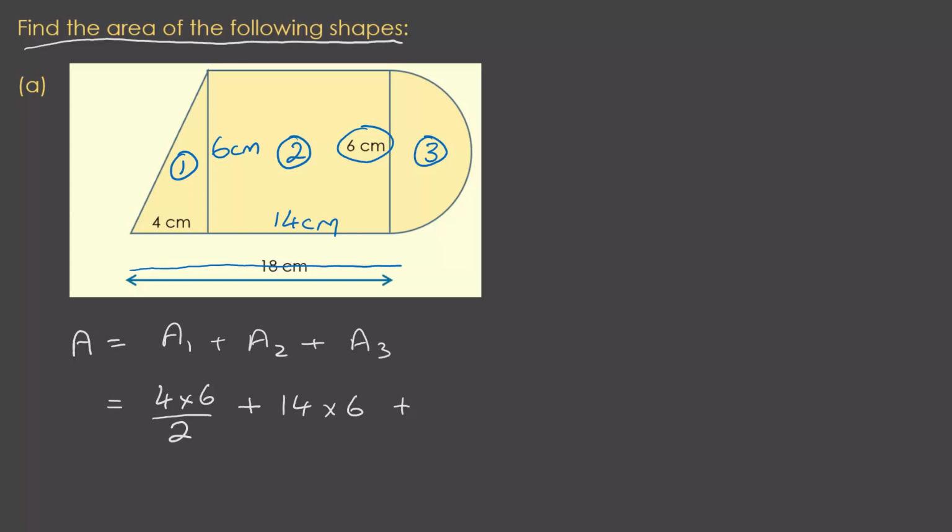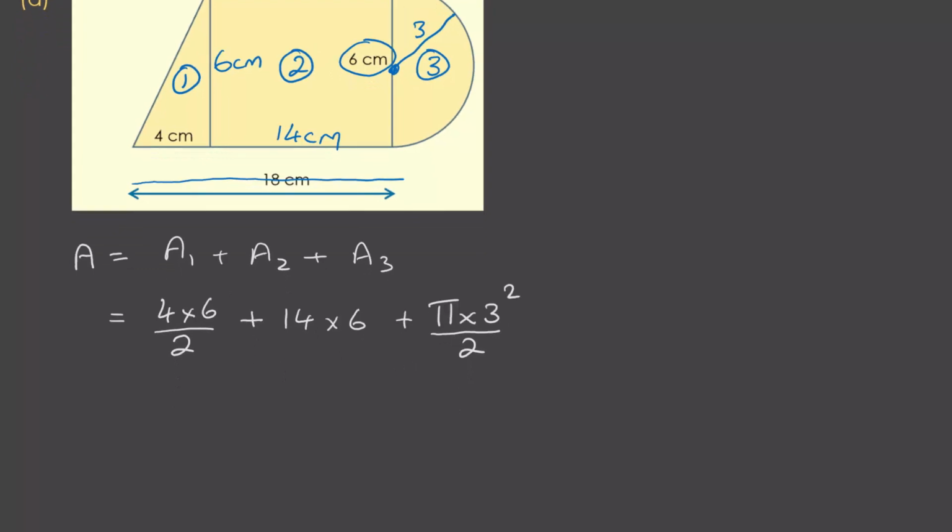Now, we need to be careful here. They've given us the diameter as 6. The radius, therefore, is 3. So it's going to be pi times 3 squared. But pi times 3 squared would be a whole circle, and we've only got half of a circle. So we need to divide that by 2.